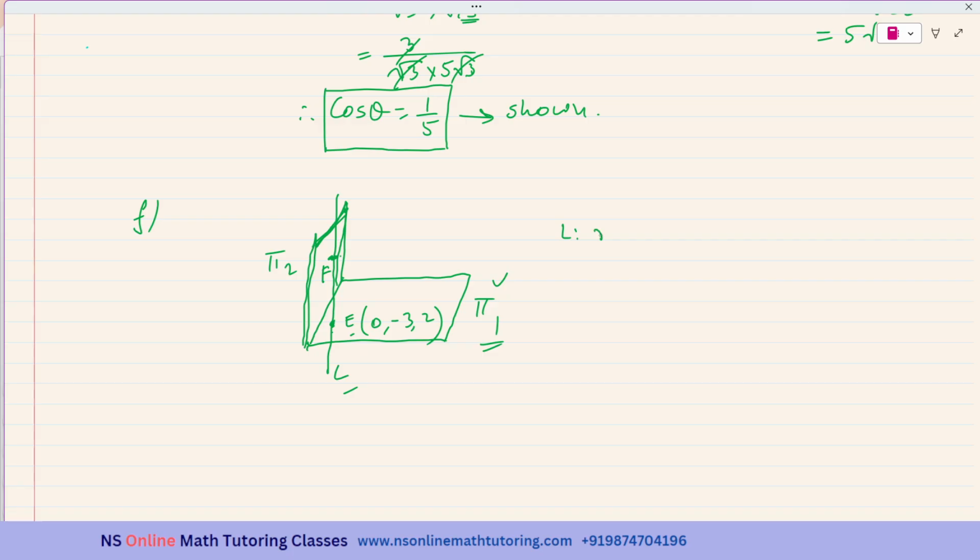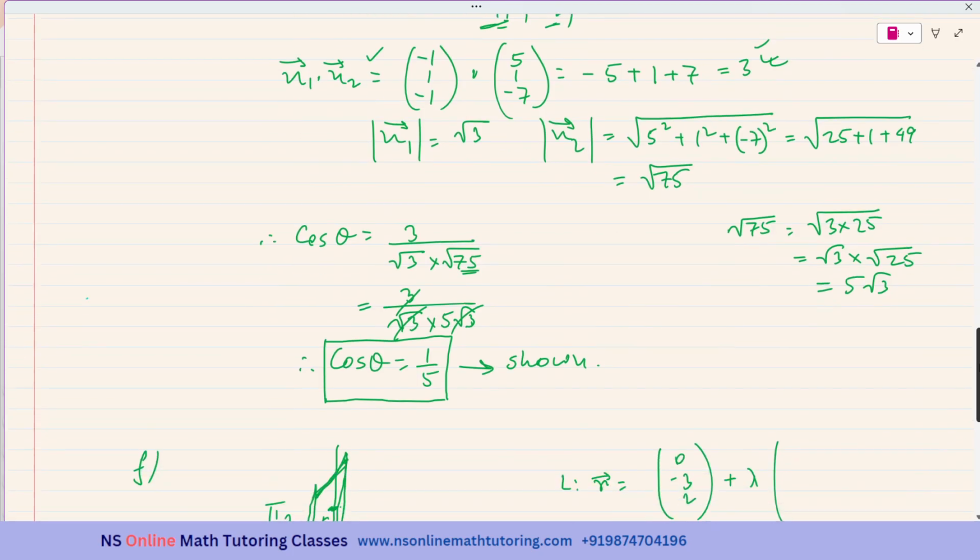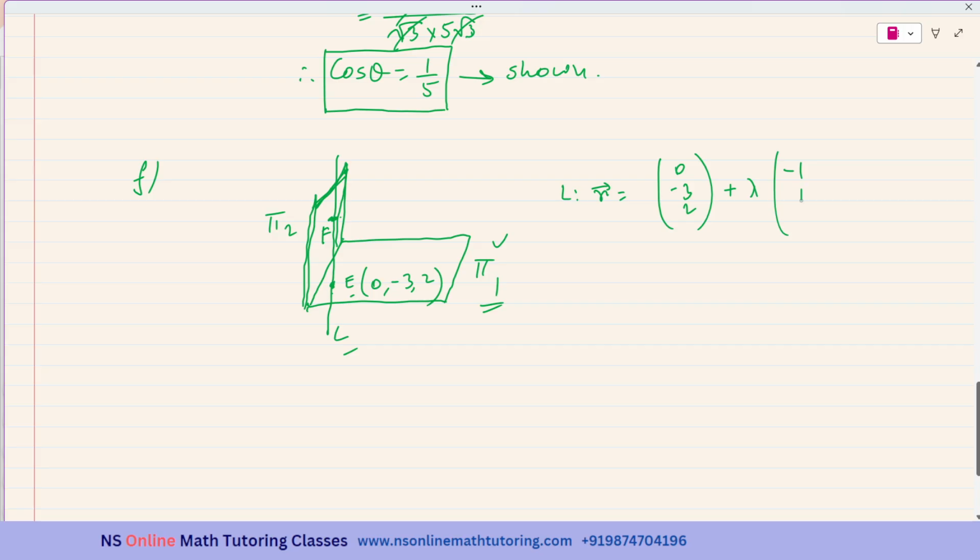So L will be having the vector equation as (0, -3, 2) plus lambda times (-1, 1, -1), where lambda is any real number. So what are the general coordinates? General coordinates will be minus lambda, 0 plus minus lambda is minus lambda, -3 plus lambda, and 2 minus lambda.